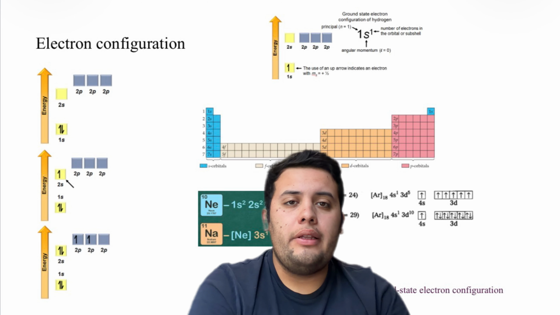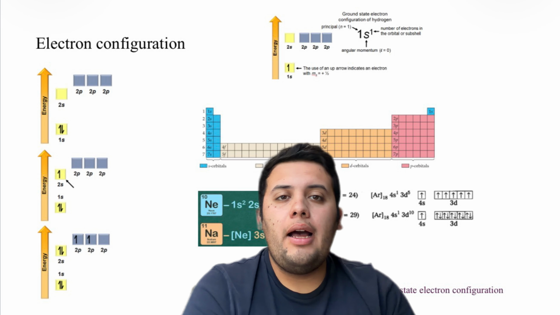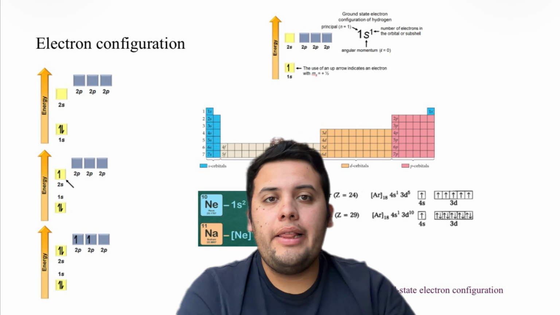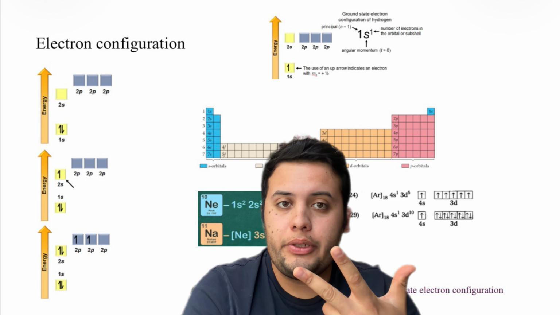Electrons don't move randomly around the atom. They occupy specific regions called orbitals, which are organized by energy levels. As shown in the diagram, electrons fill orbitals following three fundamental principles.